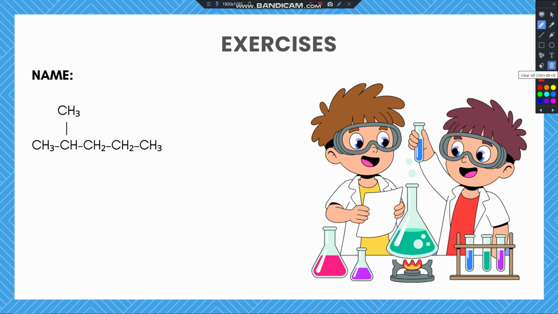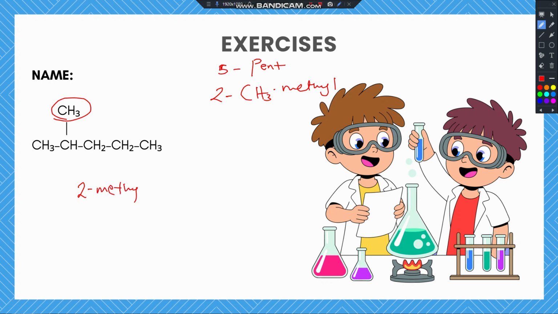So we would count from the left to the right in this case, because that would be the direction that would give this guy, which is the branch, the lowest possible number. So counting from the left to the right, we have 5 carbon atoms, which gives us the root name pent. Now we have this branch over here located on carbon number 2, and the name is methyl, CH3. So in order to identify the name, we have 2-methyl, and then we add the root name, which is pentane, 2-methylpentane.